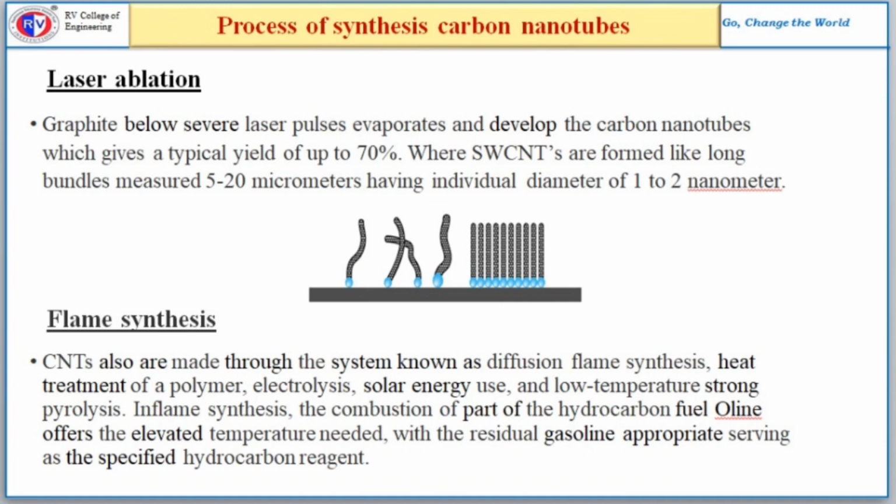Next is flame synthesis. Carbon nanotubes are also made through this system known as diffusion flame synthesis. Heat treatment of a polymer, electrolysis, solar energy are used, and low temperature solid pyrolysis. In flame synthesis, the combustion of part of the hydrocarbon fuel offers the elevated temperature needed, with the residual gas serving as the required hydrocarbon reagent.